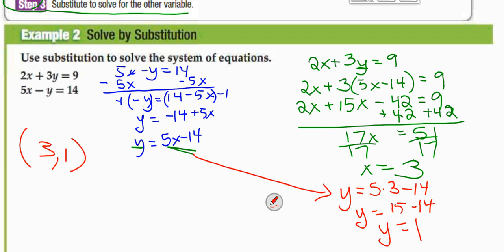To check this, we're getting 3, 1 as our answer. So 2 times 3 is 6. 3 times 1 is 3. 6 and 3 is 9. 5 times 3 is 15. Minus 1 is 14. So we can check that as well. And that's the substitution method.